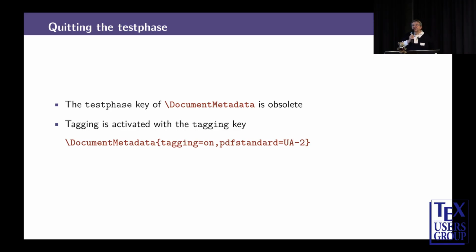In this process, to kill the test phase case, we also made the test phase key obsolete. It now does nothing at all, or it simply activates tagging. And if you want to use tagging, you use a tagging key and activate it. You can also use tagging equal off, and then there's no tagging. Tagging is naturally a bit slower than simply writing a document, so while you're drafting a document, you can write tagging off and let it do it, and then activate tagging later.